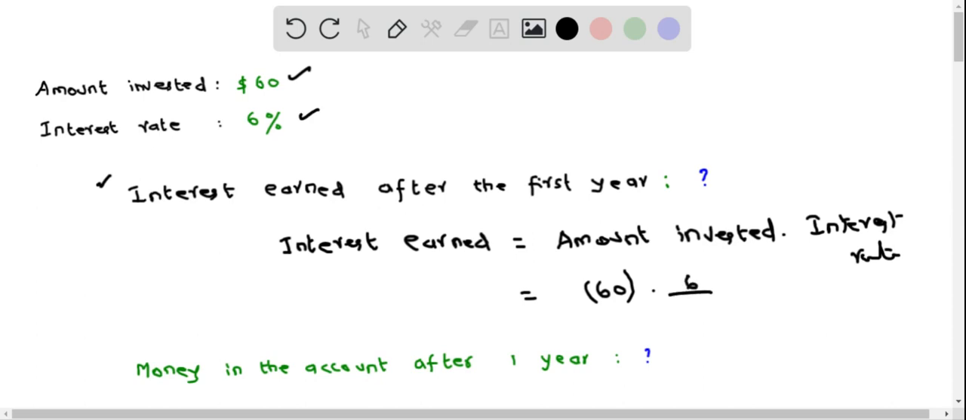So I write 6% as a fraction, that is 6 by 100 is 6%. So when we multiply these two, we get 60 times 6 is 360 divided by 100. So it is 3.6, and so interest earned is $3.6.